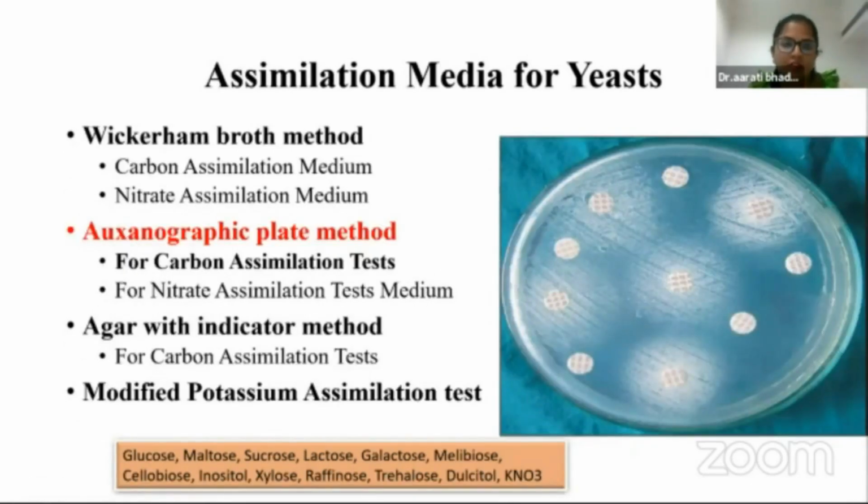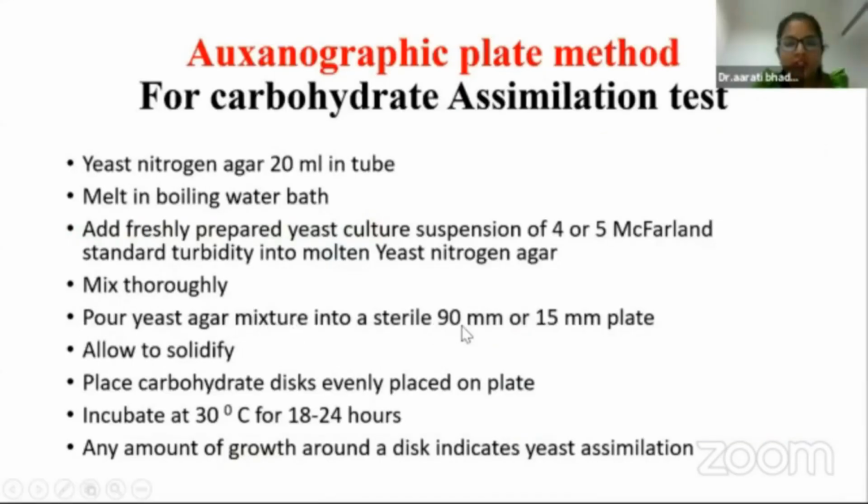So there are some assimilation media for the yeast. There are 4 methods. Wickerham's broth method, in fact, carbon assimilation and nitrogen assimilation method mediums are there. Then Auxanographic plate method, this we are using in our laboratory for carbon assimilation test. This is most commonly used, and for nitrogen assimilation test medium. The third one is Agar with indicator method, that is for carbon assimilation test, and the modified potassium assimilation method or test. I will be discussing the Auxanographic plate method for carbohydrate assimilation test.